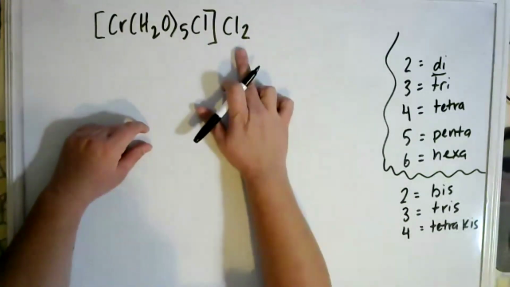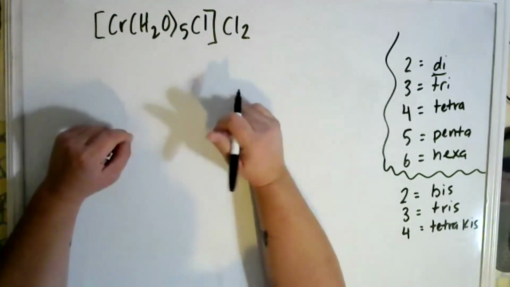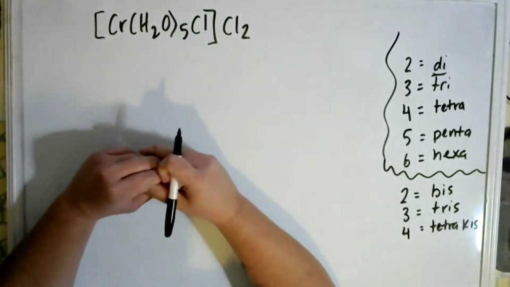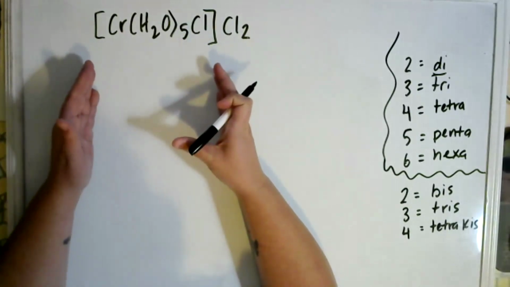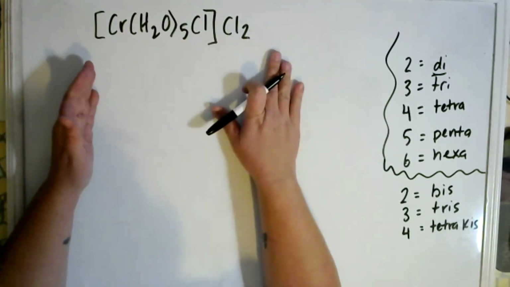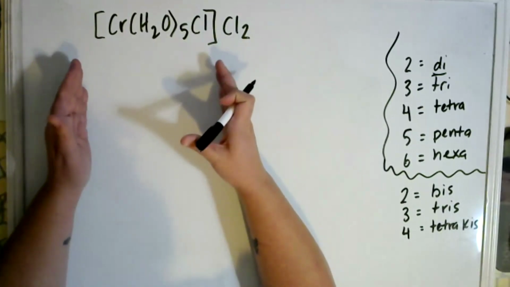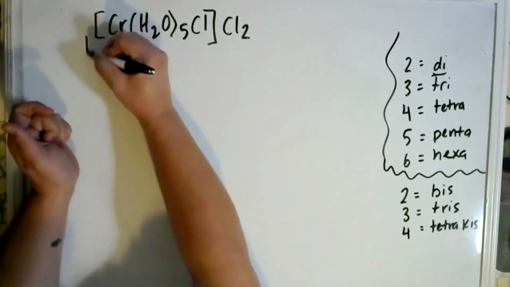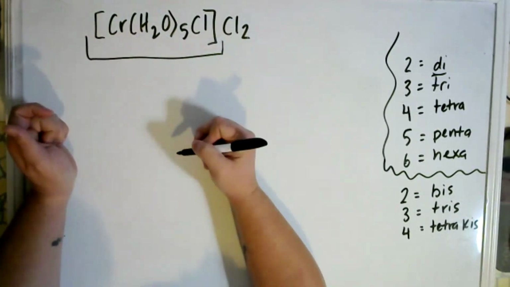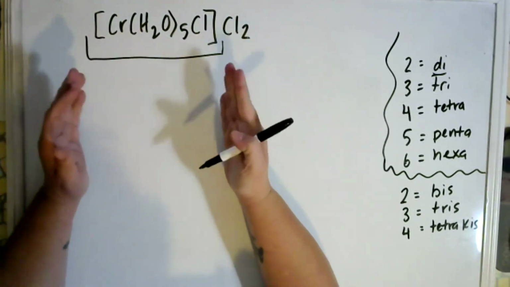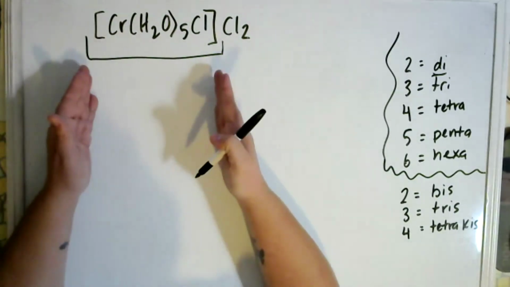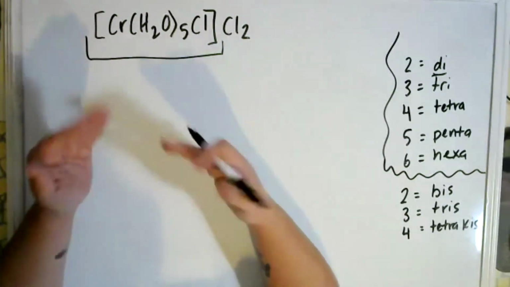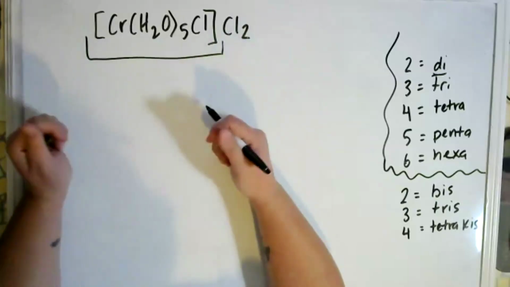there's chlorine outside the bracket, right? But what you want to remember is that anything that's inside of those brackets is separate from whatever's outside. Anything inside of the bracket is going to be part of your complex ion. Okay, so in this case, all of this is part of your complex ion. And because the bracketed material comes first in your formula, you know that it's going to be a complex cation and it's going to have a positive charge.